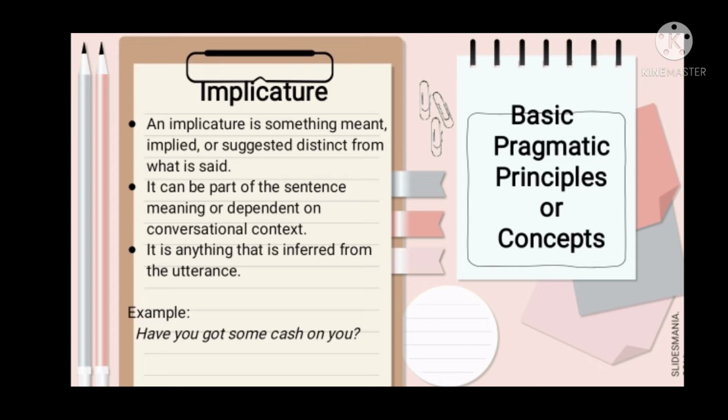An example of implicature is the utterance, "Have you got some cash on you?" It may implicate that the speaker wants to borrow some money from the listener, or that the speaker wanted the listener to buy him something to eat, for example.